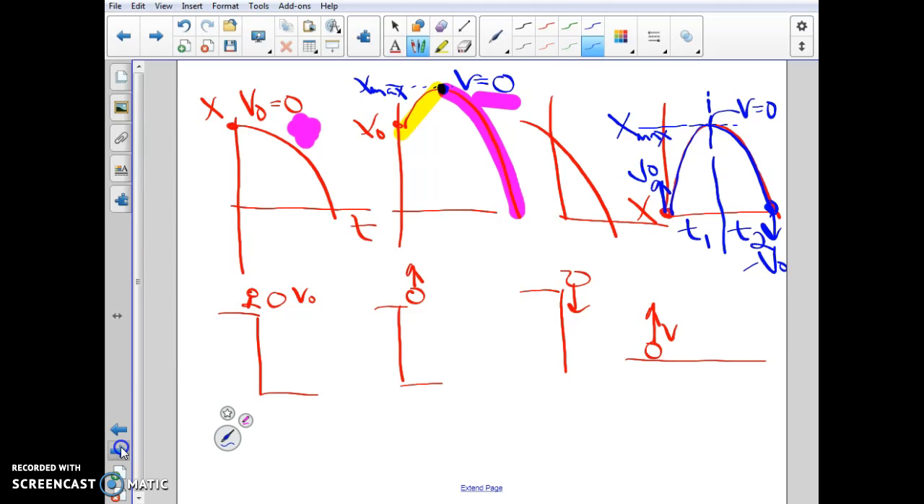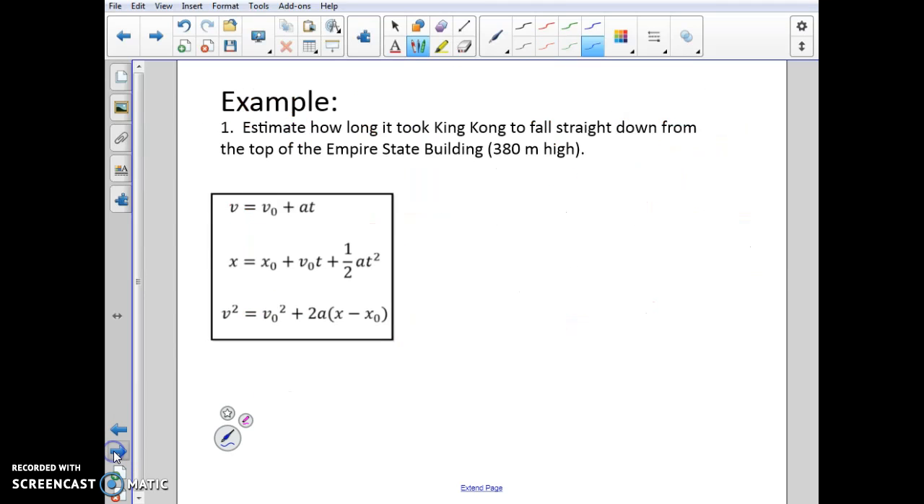Okay? So let me get to the next slide. This is just an example. We'll go through 2 examples if I have time. And we did these in class. It says, estimate how long it took King Kong to fall straight down from the top of the Empire State Building, 380 meters high.